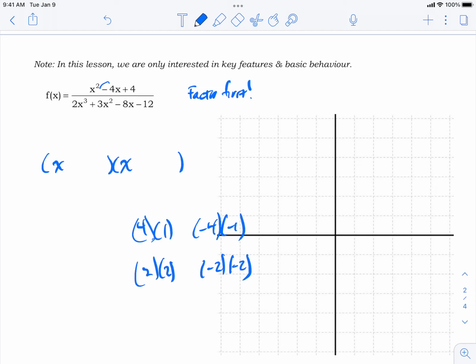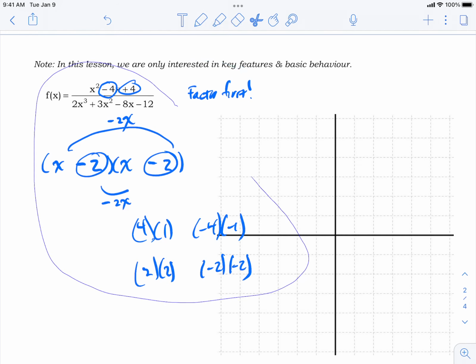And since my goal is to have my inner and outer products add up to negative 4, I know this has to be the minus 2 and the minus 2 option. That way my outer product is a negative 2x and my inner product is a negative 2x, and those will add up to negative 4x. And by the way, a negative 2 times a negative 2 really is a positive 4. So that works. So it's x minus 2 times x minus 2.